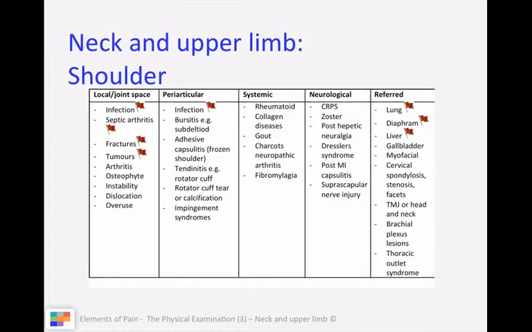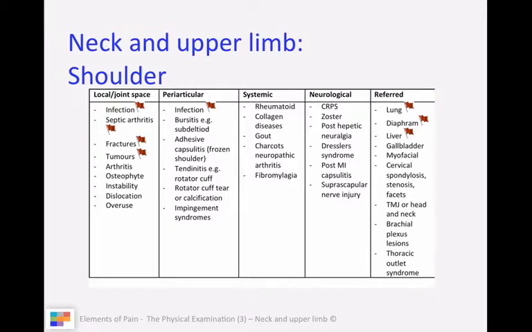Is there pathology in the lung, the diaphragm, the liver? Is this a cervical degenerative disc disease process? Is there a brachial plexus lesion? And of course, it's always about excluding the red flags first, or not missing those red flags, should I say. So infections, arthritis, fractures and tumors, sepsis that is. So have an idea about when you're examining a shoulder where the pain is coming from. So good differential diagnosis, and this table is a good place to start.